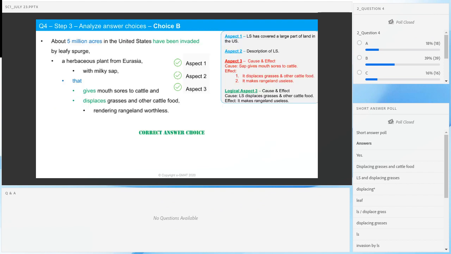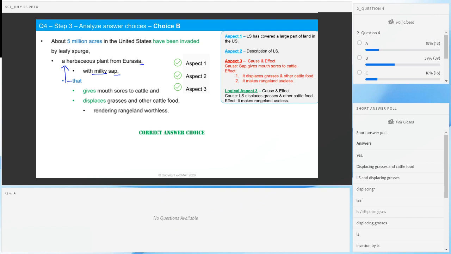But that structure has been changed in choice B, right? Because now we see that with milky sap is placed between two commas. With this kind of structure, it frees up the movement of that. That can now jump up and refer to a herbaceous plant. In e-GMAT terms, we called it a far away noun modification. There are so many instances in official questions where generally people talk about the touch rule with noun modifiers. It is still the touch rule, but the application is rather a little more broadened here. So we'll talk about that.